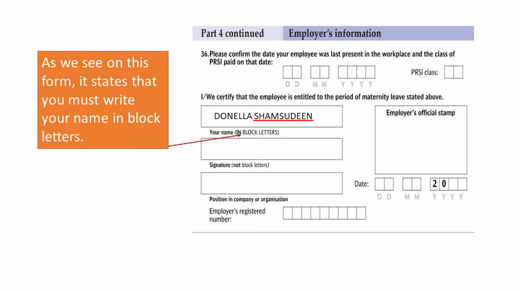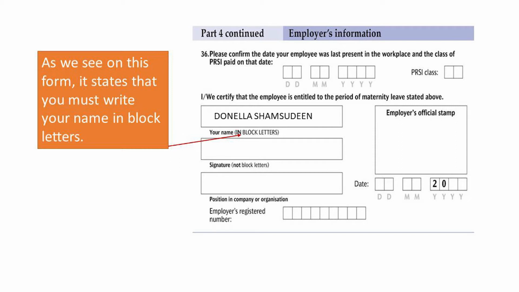So I have capital S, capital H, capital A, capital M, capital S, capital U, capital D, capital E again, and capital N, and that will give me Shamsuddin. So here I have my name in block letters. So that is how you write your name in block letters, or any piece of information that you are required to write in block letters.